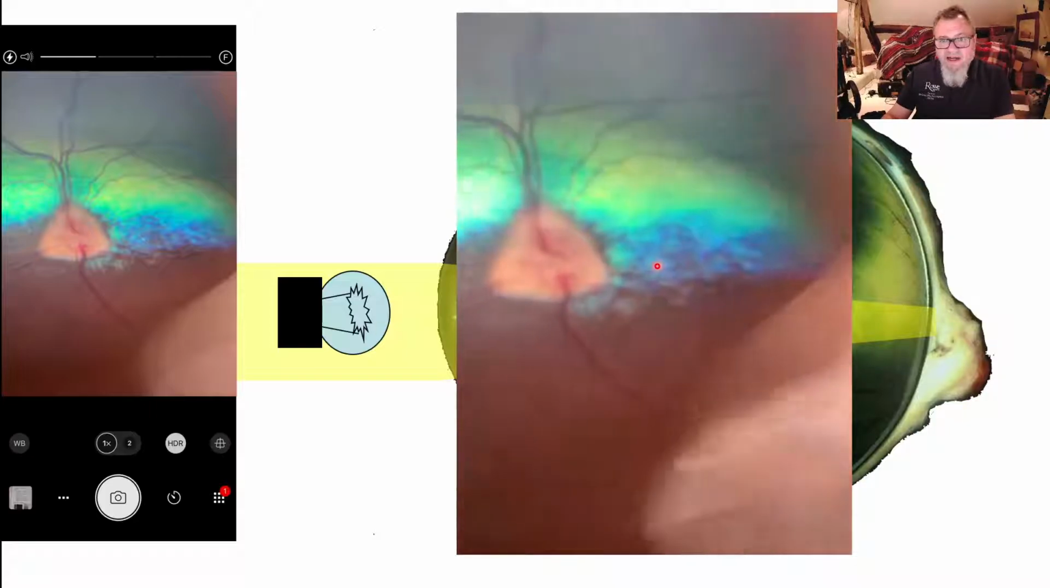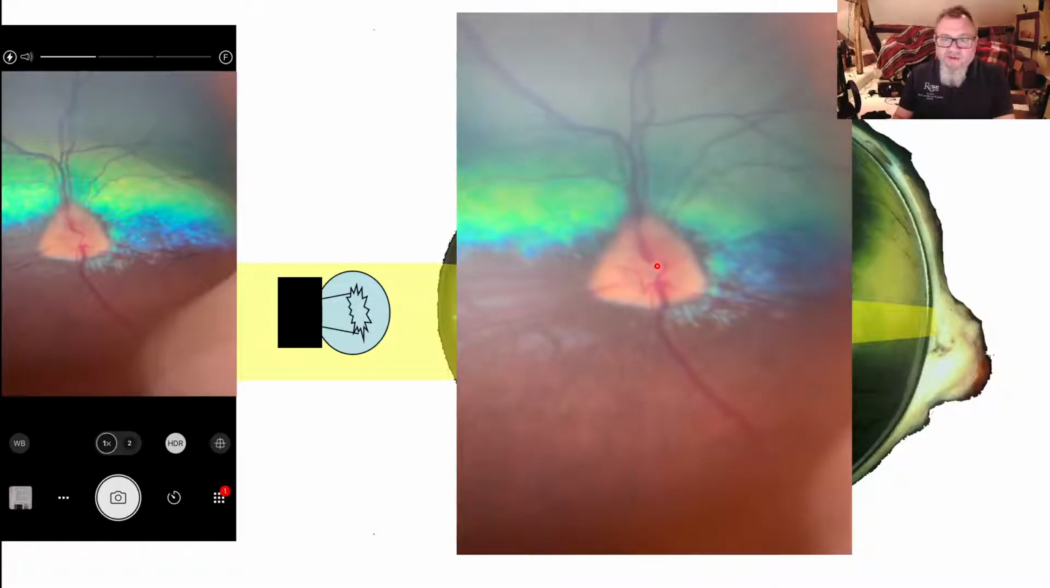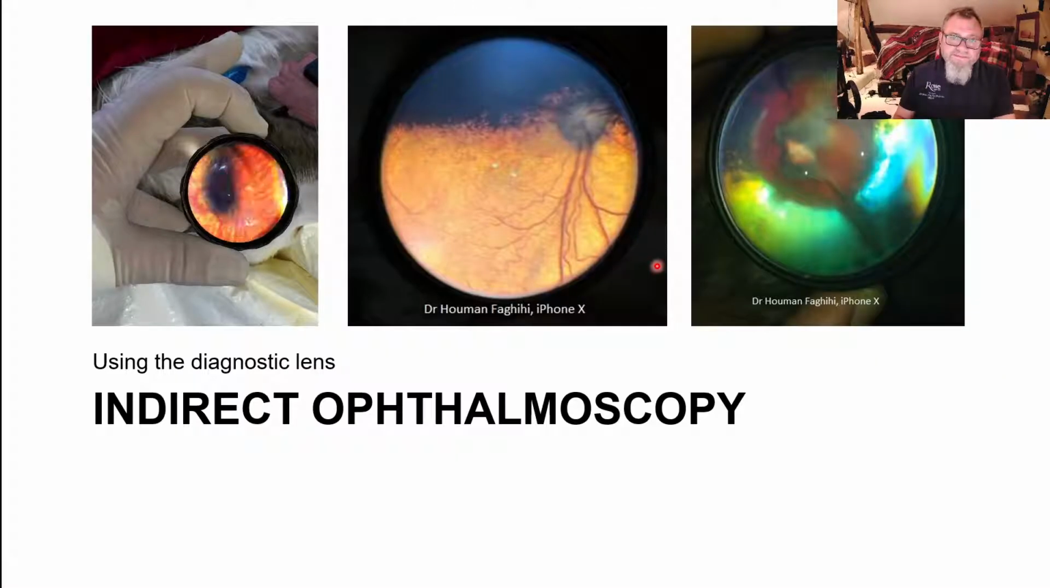So here's the retinal artery pulsing. The dog is obviously moving around as we video. Finally, as we talked about distant direct ophthalmoscopy and close direct ophthalmoscopy, now we're going to talk about indirect ophthalmoscopy, which is the mainstay of retinal examination for most ophthalmologists.